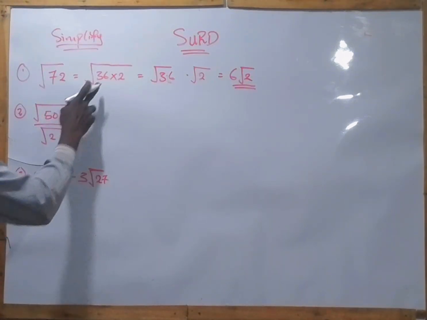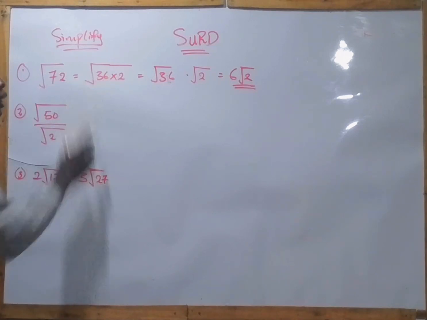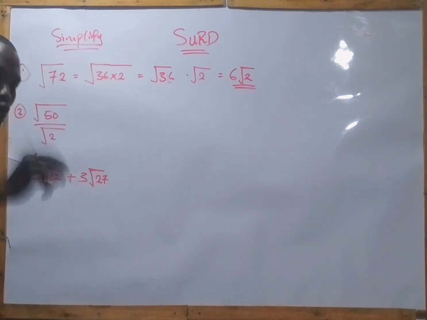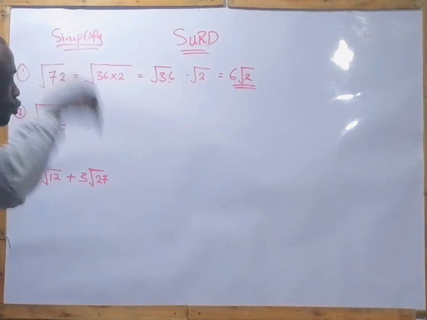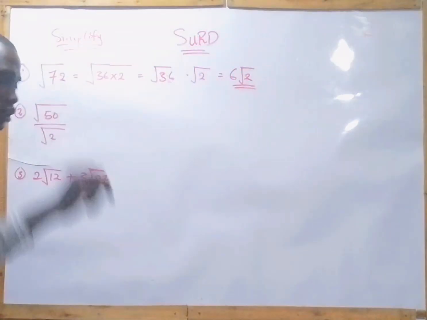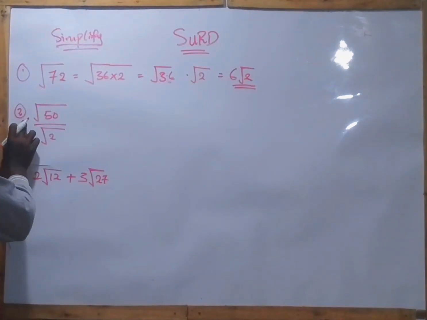How did we get this? We divide by 2. You start with 2. If this one could not give you a perfect number when you square it, don't use it. Use 3. Now we come to number 2.